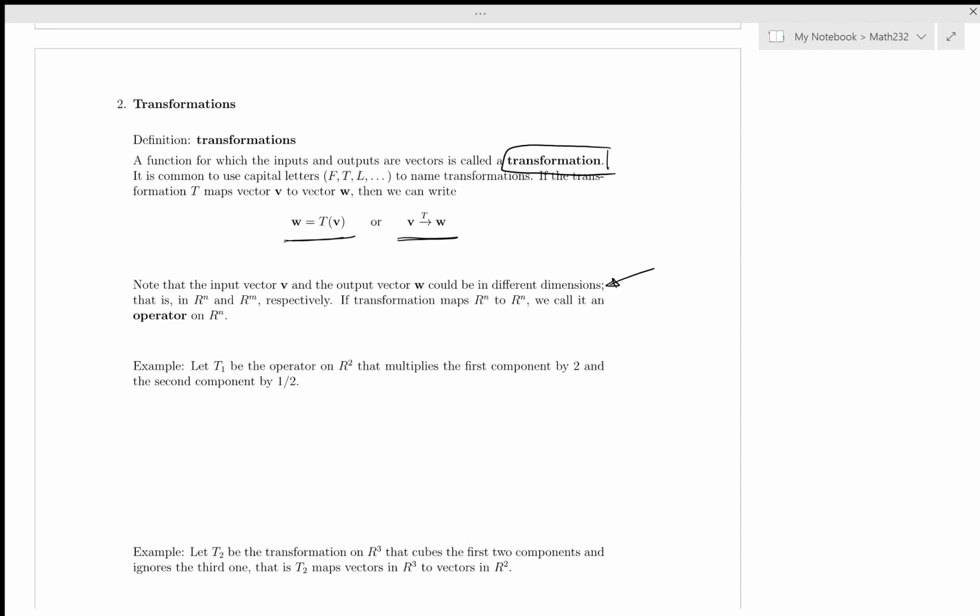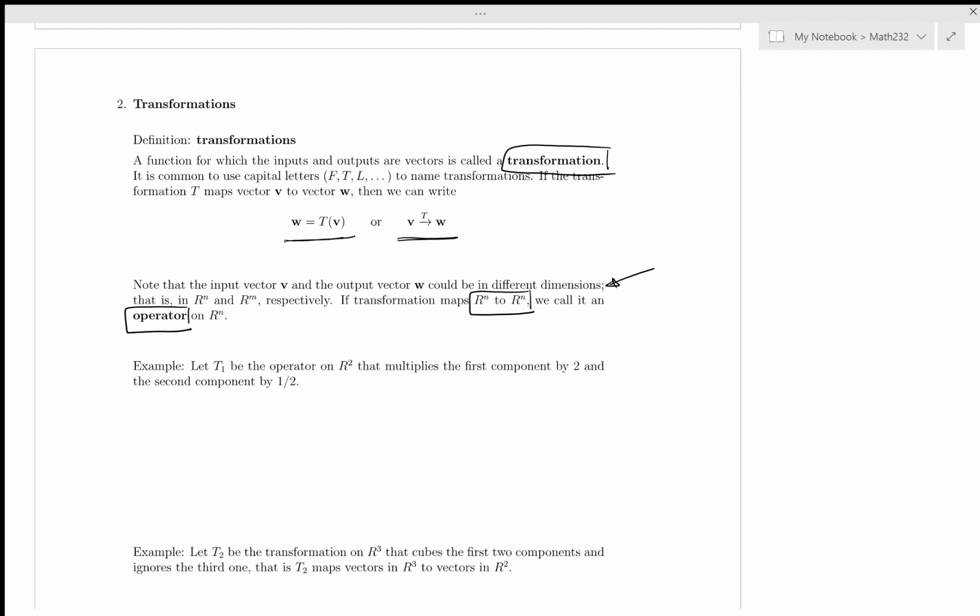If we have the case where the dimension of the input and the output are the same, then we call the transformation an operator. That's where that word is coming in. An operator is a transformation that maps, for example, R2 onto R2. That would be an operator. A transformation that maps R3 to R3 would also be an operator. So that's when the dimensions are the same.